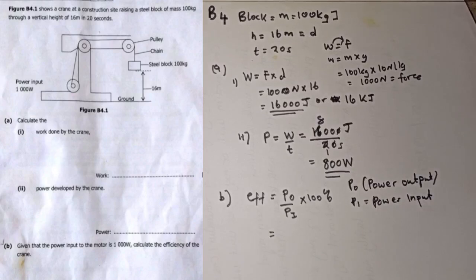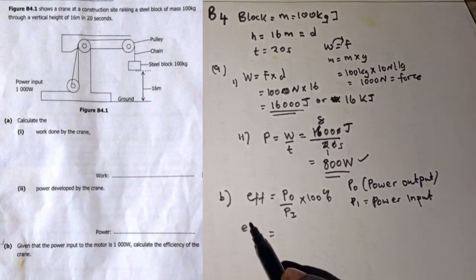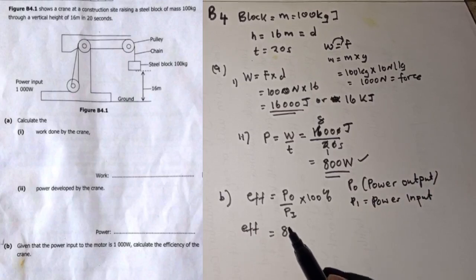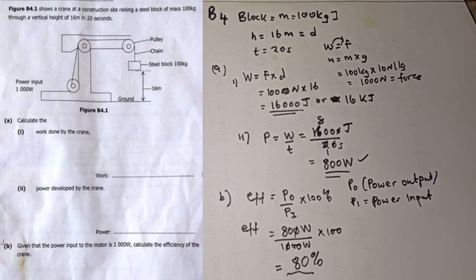Now the power output is the power developed by the crane, which we've calculated here. So efficiency is equal to 800 watts over the power input, which we are given in the question as 1000 watts, times 100. These zeros can go, we cancel these zeros there, and here you will simply get 80%. So that is the efficiency of the crane.